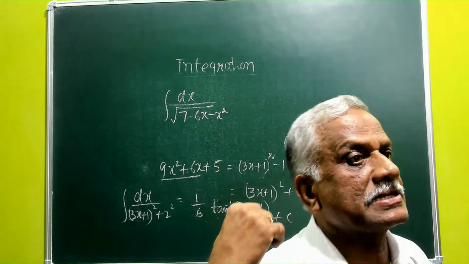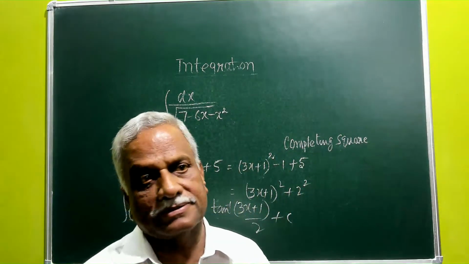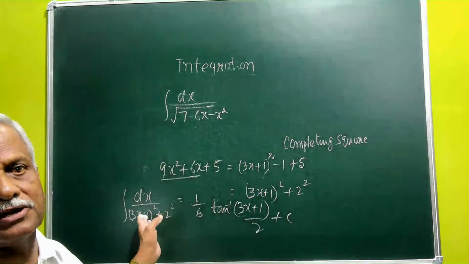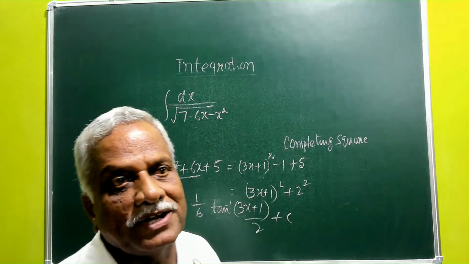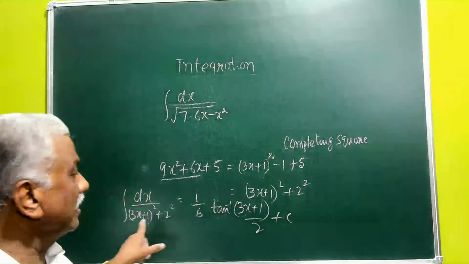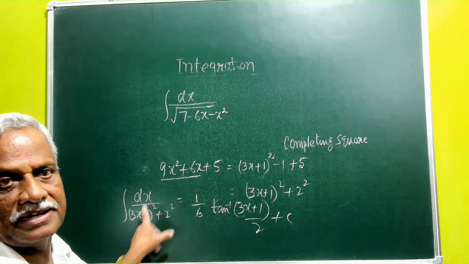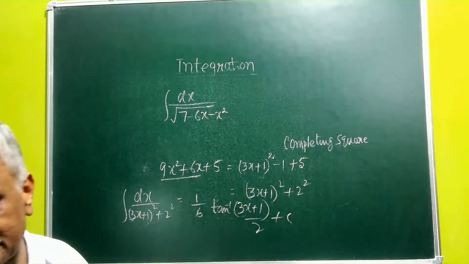I have explained this in more detail when I discuss the question papers. Normally, what you have got to do is take 3x plus 1 as t and work it out. I have just taught you there is no need of that. You can directly use the formula. Remember to differentiate whatever expression is here: 3x is there, you get 3. So take 1 by 3 into 1 by 2, 1 by 6.